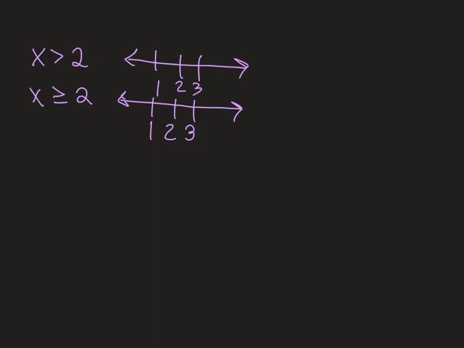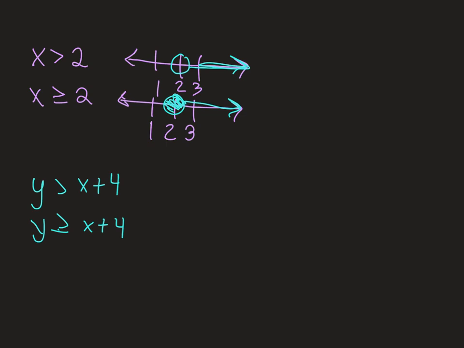All right, think back to these inequalities. One has a line, one does not. What's the difference? Well, without the line, it's an open dot. With the line, it's a closed dot. They're both shaded to the right, but the line says it also includes the 2.